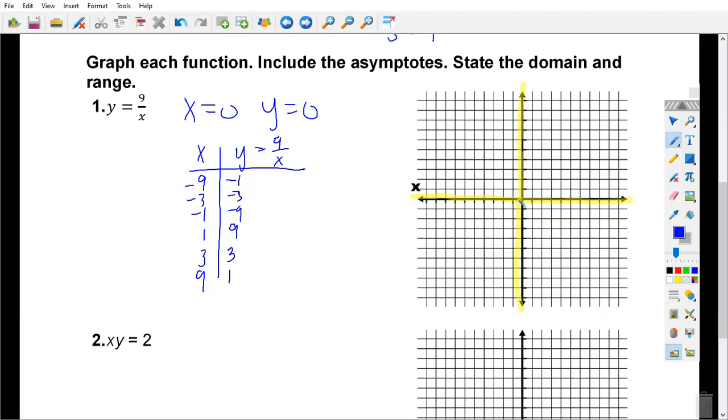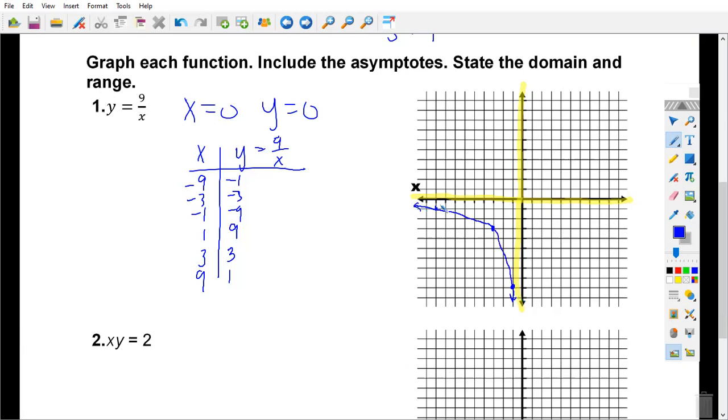So I'm going to go graph them. So I went to -9, go down to 1, done. Go to -3, 1, 2, 3, go down 3. Go to -1 and go all the way down 9. And my graph on this side is boom, boom, boom.